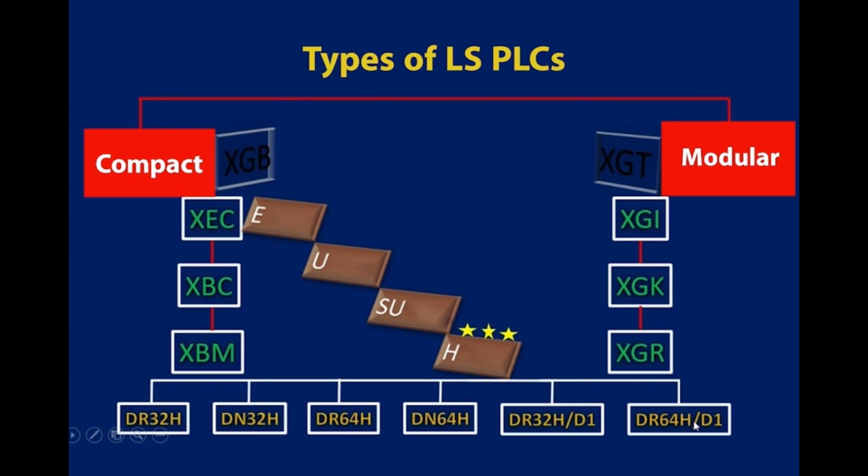The H series, due to its reasonable price, excellent usability, and its features, is considered one of LS's most popular and best-selling PLCs. The H series itself can also be divided into 6 models: DR32H, DN32H, DR64H, DN64H, DR32H/D1, DR64H/D1. So what are the differences between these 6 models? Let's take a look at the nameplate of this H series PLC together to understand their differences.